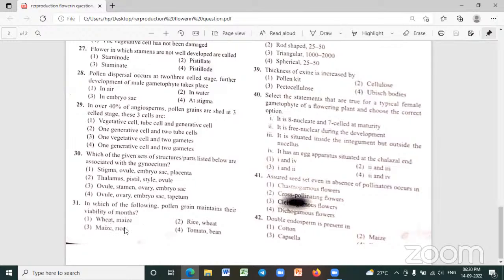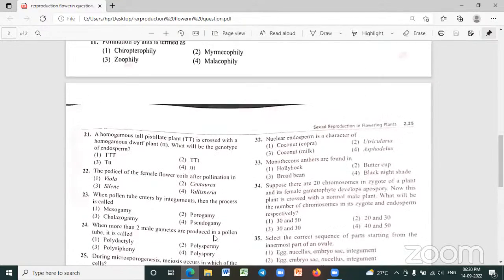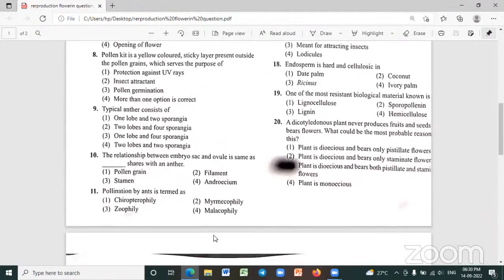Just go through the lesson, you will get the answer. Which one is the correct one? Tomato and beans is the correct one. Okay, the answer is which one, you know? The 4th one is the correct one. Already we discussed these things. Maize and rice, okay, and wheat and rice. So wheat does not come under these answers, and rice is also not under this. So these three are not possible. The tomato and bean is the possible answer. Okay, so this is the part.